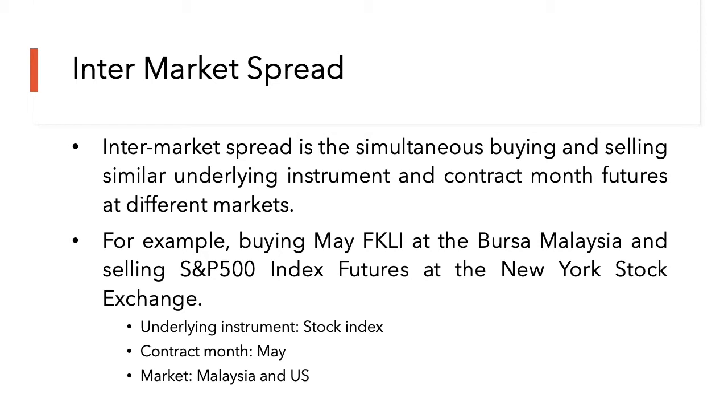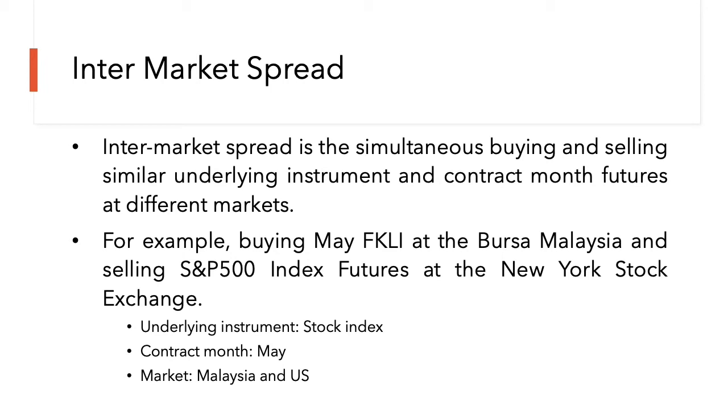Intermarket spread is the simultaneous buying and selling of a similar underlying instrument and contract month futures at different markets. For example, you buy May FKLI at Bursa Malaysia and sell S&P 500 index futures at the New York Stock Exchange. In this example, you use the same underlying instrument, which is the stock index, and the same contract month, which is the May contract.